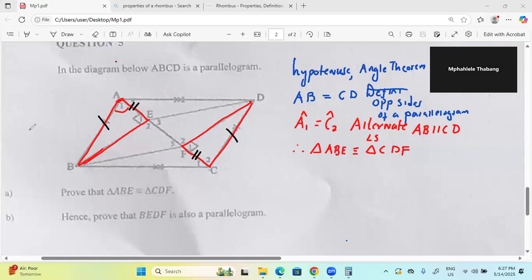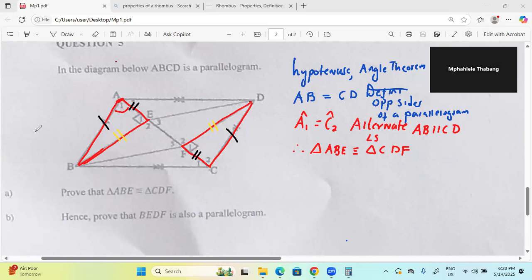And then the side BE is equal to FD. Okay, just because these triangles have been proven to be congruent. So once the triangles are congruent, we know that their corresponding sides are equal. So in this case, I will say BE corresponds with DF. So those corresponding sides are equal. AE corresponds with CF. Those corresponding sides are equal.